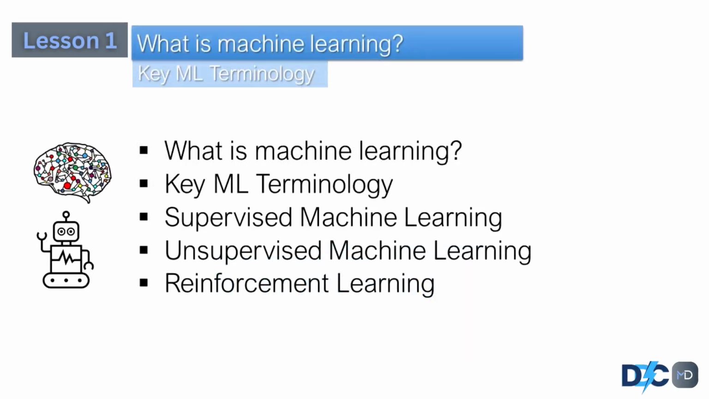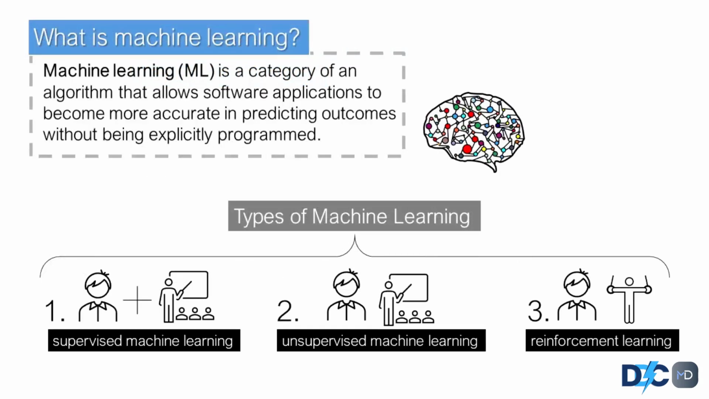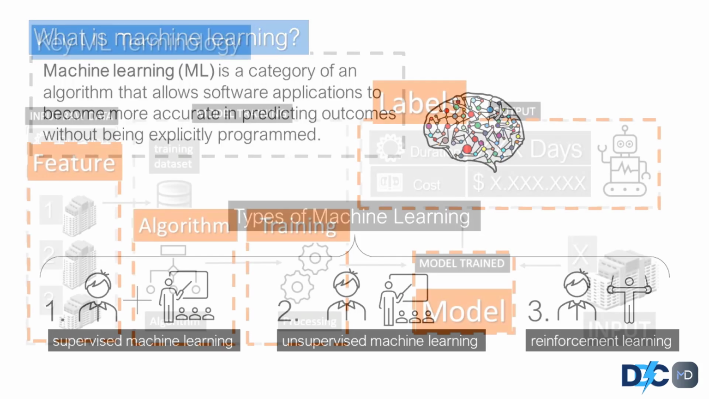Machine learning is the process of enabling computers to program themselves. If programming is automation, then machine learning is automating the process of automation. Let's start by understanding the basic terms used in machine learning.